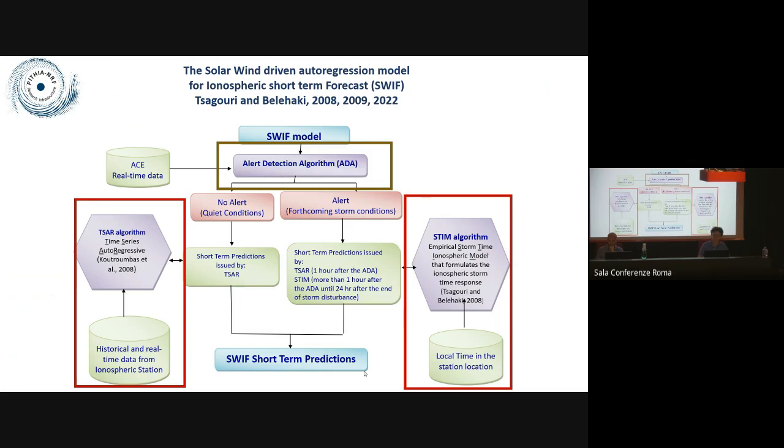Since the storm starts to provide some disturbances in the ionosphere 1 hour after the detection of the alert at L1, for 1 hour after the alert, SWIFT provides a forecast based on the TSAR algorithm, because we consider that for the first 1 hour, the storm has not arrived yet in the Earth's ionosphere. After 1 hour, the STEAM model is activated.